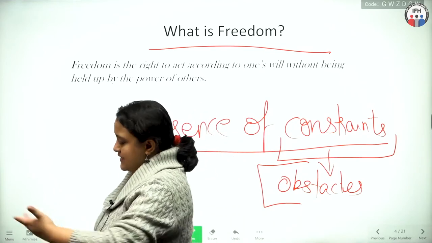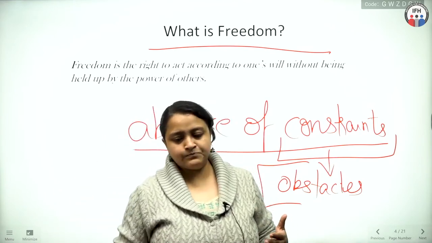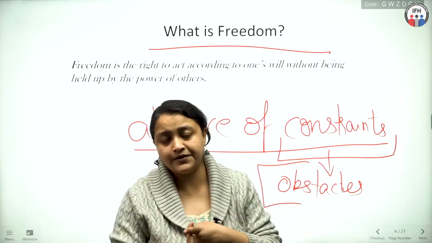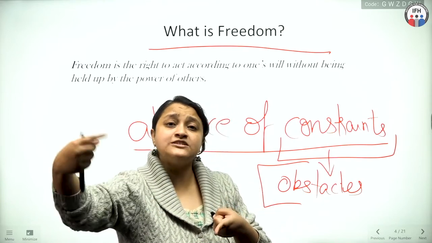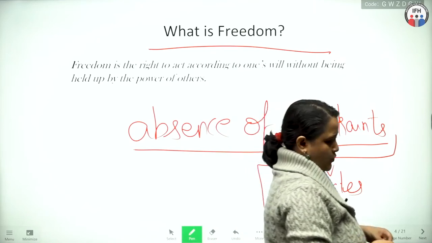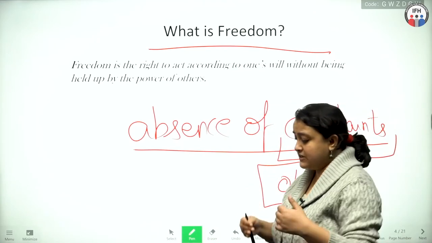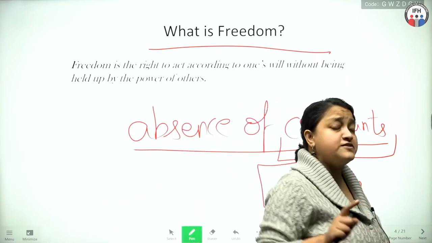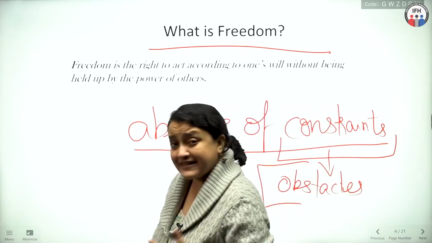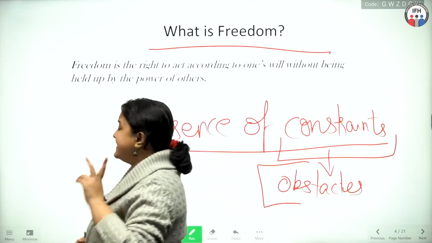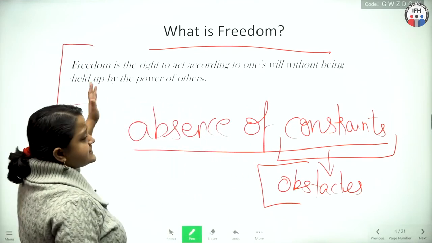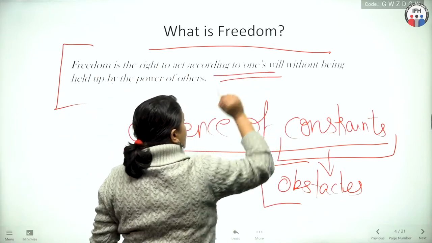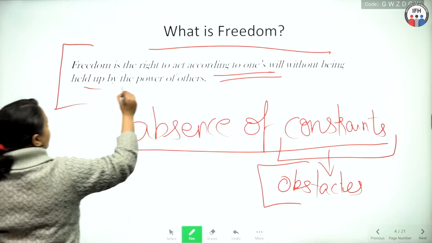So another aspect of this is that freedom is also to do what one chooses to do, right? Freedom is all about choosing one's own will. Choosing to do what one wants to do, right? So that there is no obstacle, there is no influence in telling you what to do. Instead, you use your own rationality, you use your own reasoning and do what you want to do, right? That is the application part. But technically, freedom is defined in these words. Freedom is the right to act according to one's own will without being held up by the power of others.